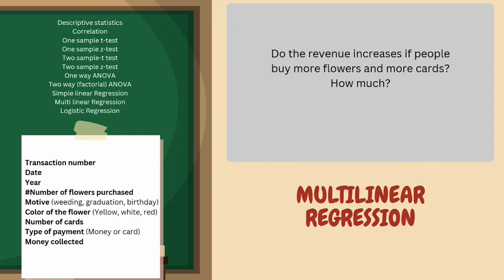Multilinear regression. The keyword in the question is how much. It is asking us if it's possible to make a prediction, so we know it's regression. It uses three variables: our dependent variable, the money collected, and two independent, the number of flowers and the number of cards. It could be confusing since the answer for the question seems to be a yes or a no, but it actually isn't. The only way to assume if the revenue increases is to see how much these three variables are related. The answer to this question is actually a number. We want to see how much the revenue increases if the number of flowers and cards increase as well.